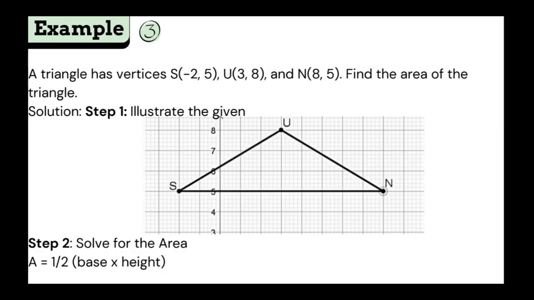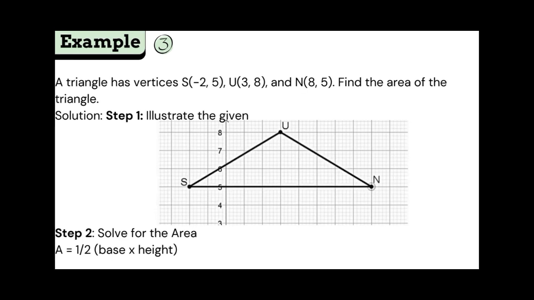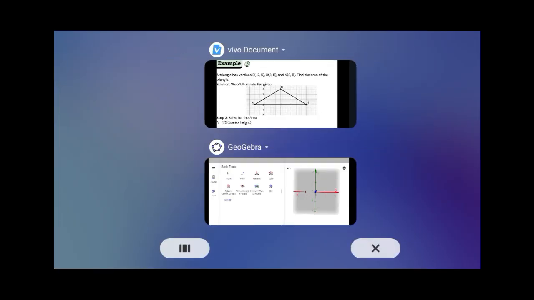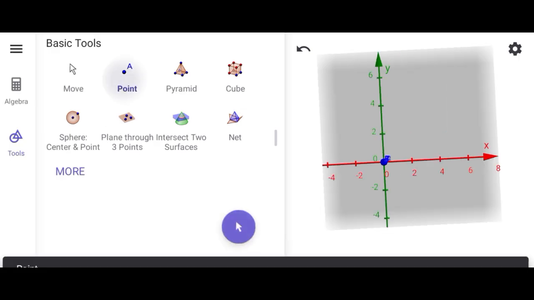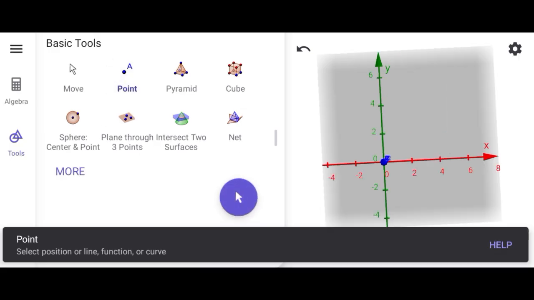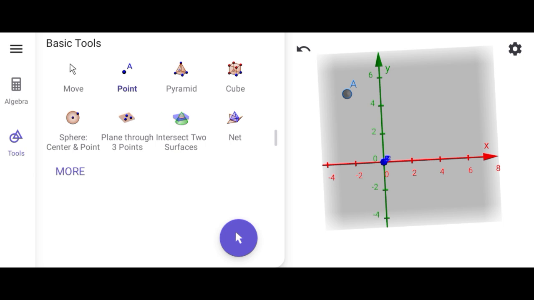For our third example, a triangle has vertices S (negative 2, 5), U (3, 8), and N (8, 5). Find the area of the triangle. So the first step that we will do is illustrate the given. The first point is (negative 2, 5), so let's plot it.